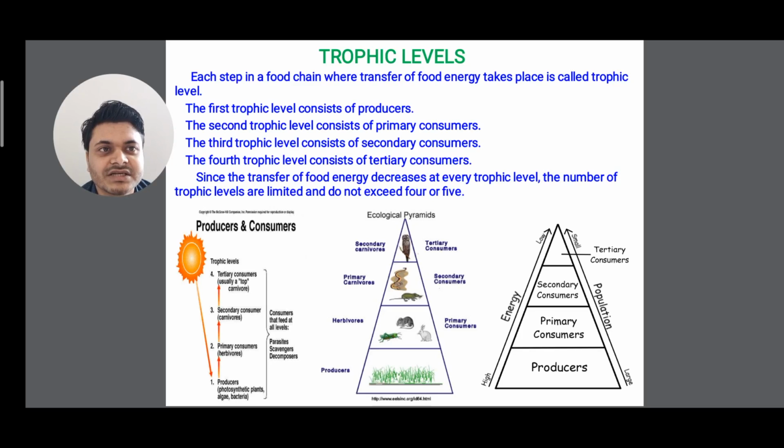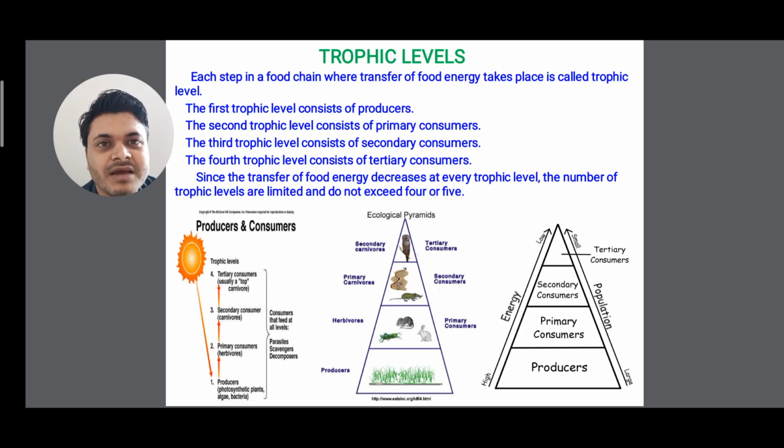Since the transfer of food energy decreases at each trophic level, the number of trophic levels is limited and does not exceed 4 or 5. All right, it's a maximum of 4 to 5. Clear? You can see examples are given, like for producers they have given photosynthetic plants, algae and bacteria. For primary consumers they have given herbivores. For secondary consumers they have given carnivores, and for tertiary consumers they have given top carnivores. Clear? You know these already, we have already discussed them in the topic food chain and food web. Yes, you should be clear with this.